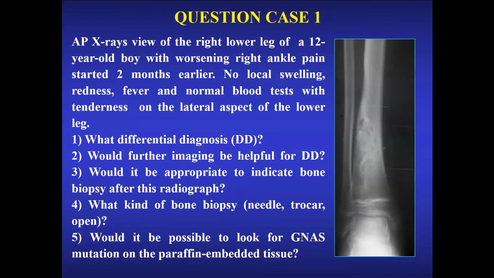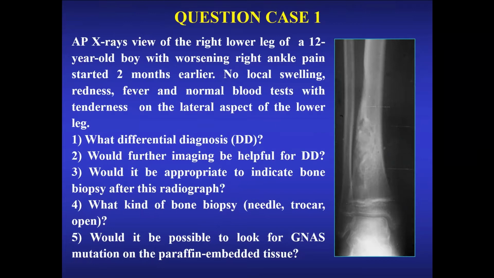And now question case 1. AP radiographic view of the right lower leg of a 12-year-old boy with worsening right ankle pain started 2 months earlier. No local swelling, redness, fever, and normal blood tests, with tenderness on the lateral aspect of the lower leg. What is your differential diagnosis?